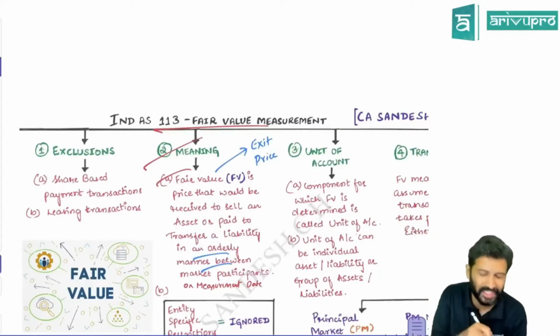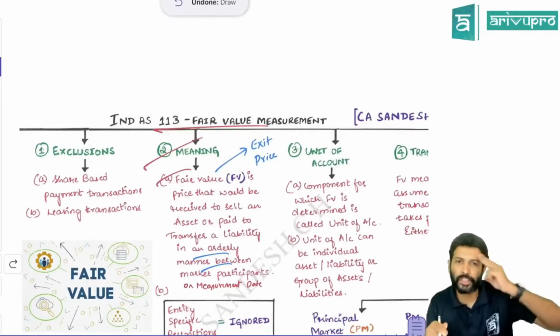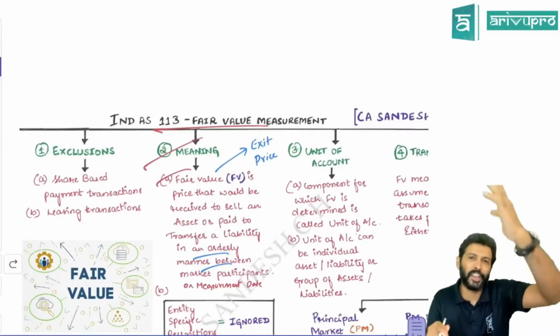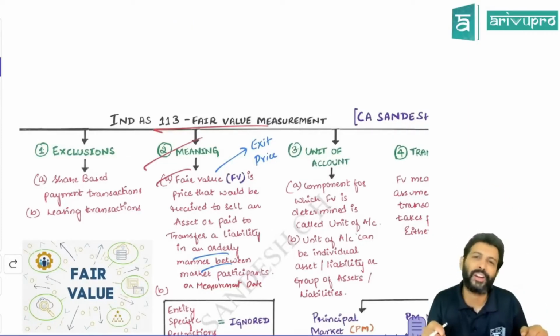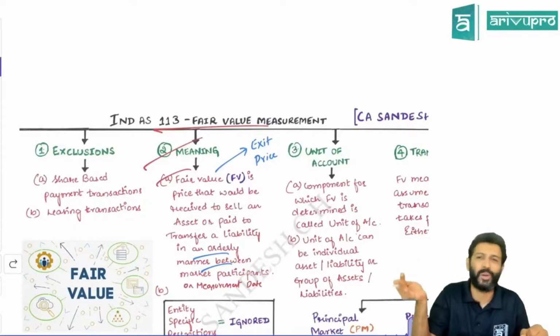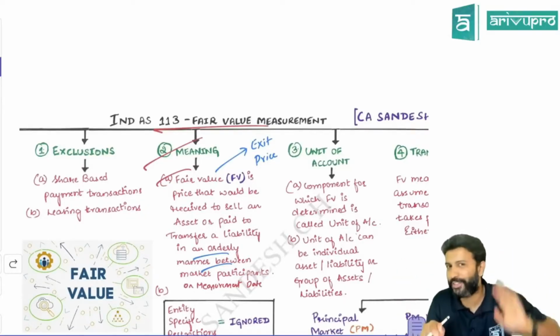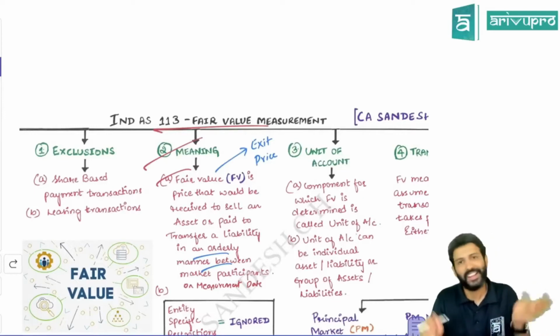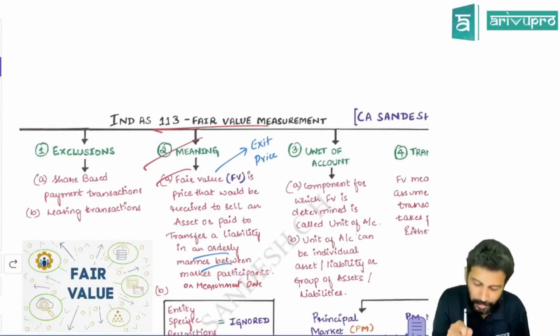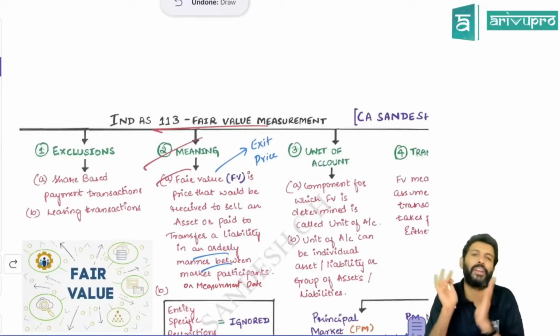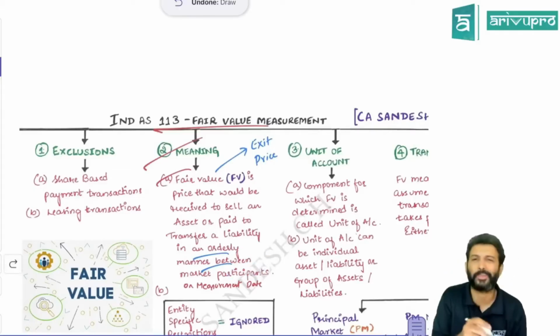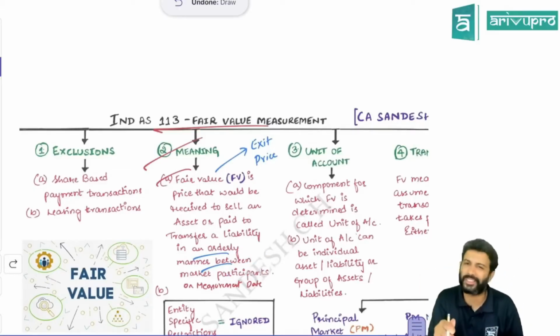An orderly transaction means it should not be a forced transaction. Suppose I put a gun to your head and say, give me this laptop for 10,000 rupees. Will you give it, when the laptop is worth maybe 1 lakh rupees? Obviously, if I put a gun to your head, I can get whatever price I want. That's what they mean. It should be an orderly transaction, not a forced one. Market participants means the knowledgeable buyers and sellers we're talking about.